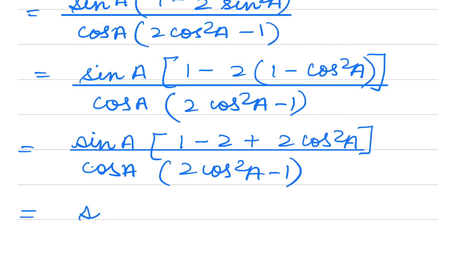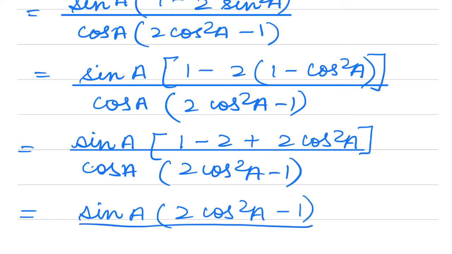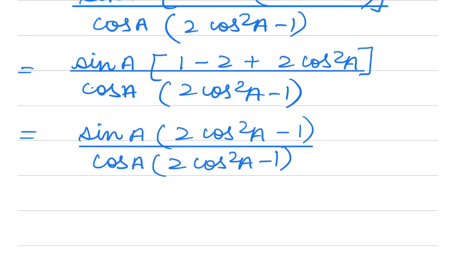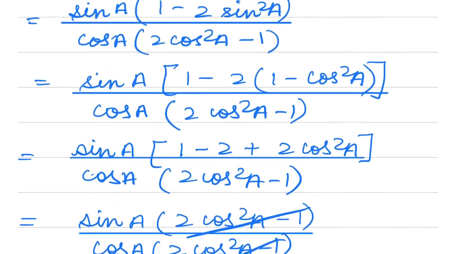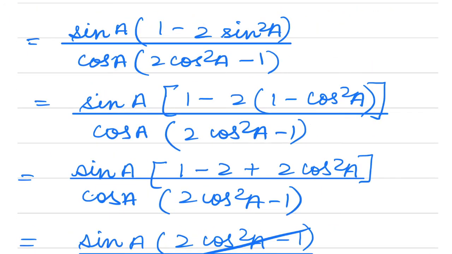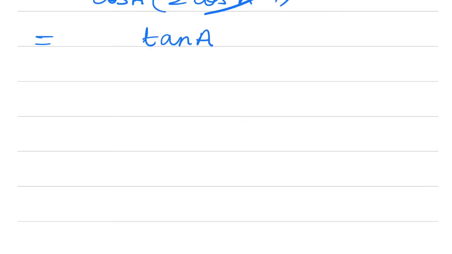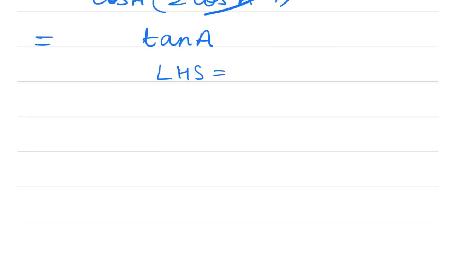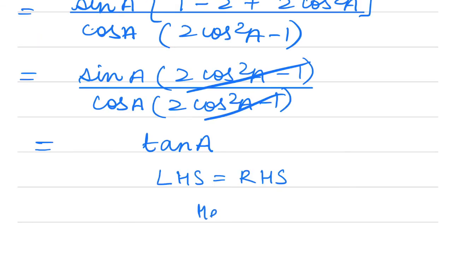This is equal to sin A, and here we have 2 cos square A, and 1 minus 2 will give me minus 1, divided by cos A into 2 cos square A minus 1. This and this gets cancelled, so we get sin A by cos A, that can be written as tan A. So this was left hand side, and we can say left hand side is equal to right hand side, hence proved.